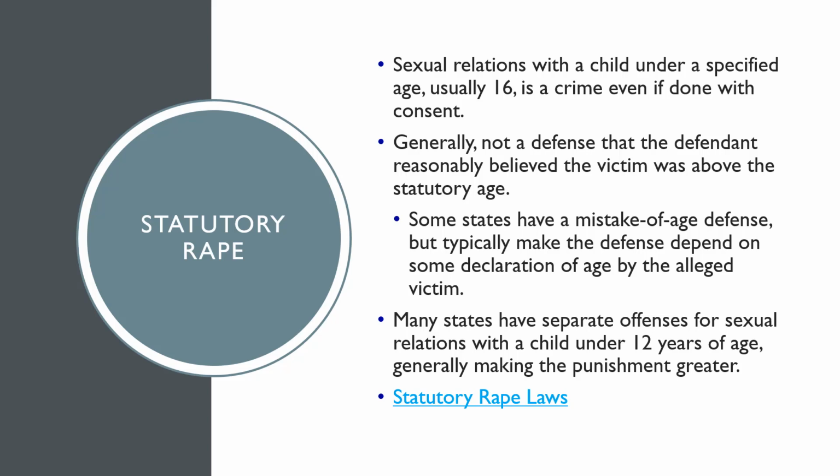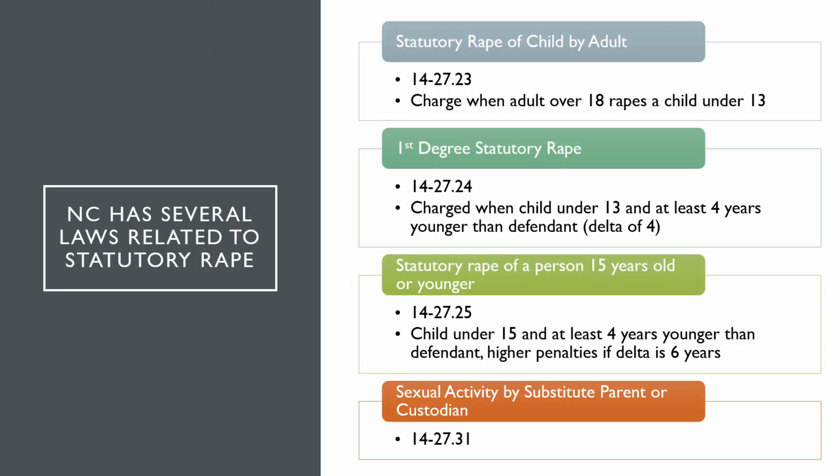So look at how North Carolina has looked at this. We have statutory rape of a child. Now, one of the things that goes on in North Carolina is we look at delta, and that is the difference in age between the rapist and the rape victim. So if a 15-year-old has sex with a 14-year-old, generally the delta isn't big enough there that we're going to charge statutory rape. It only becomes a crime, you'll notice, when it is 4 years or 6 years, depending.